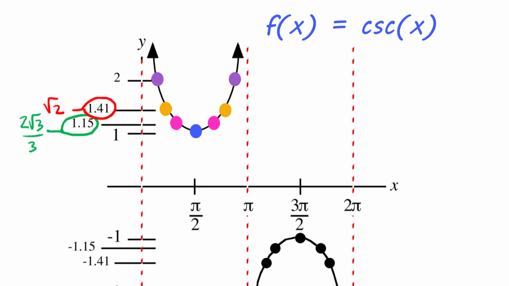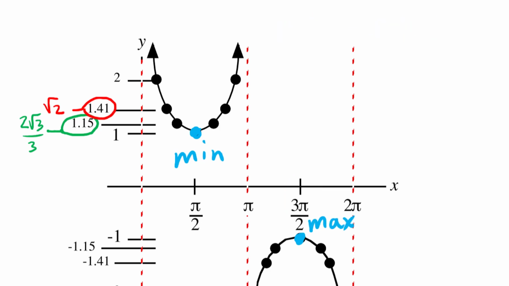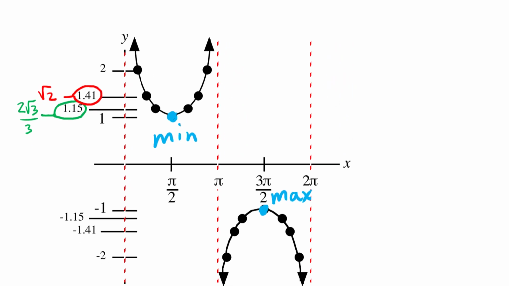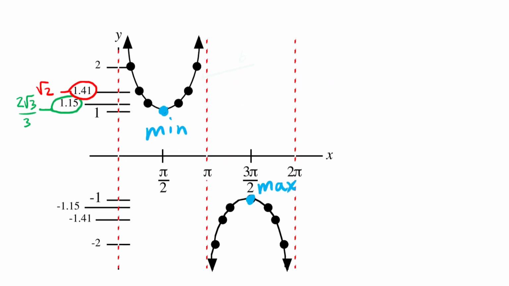Now you can see there at pi over 2, the graph is 1, and that's a minimum. And at 3 pi over 2, on the negative side, we have -1, but that's a maximum. That's the highest point for the negative values. Next thing to note is that the portion between consecutive asymptotes is called a branch. Here we see 2 full branches of cosecant.